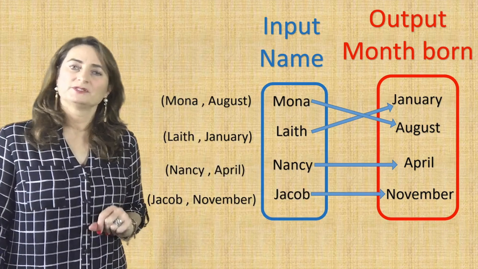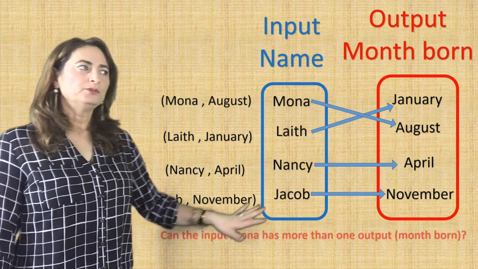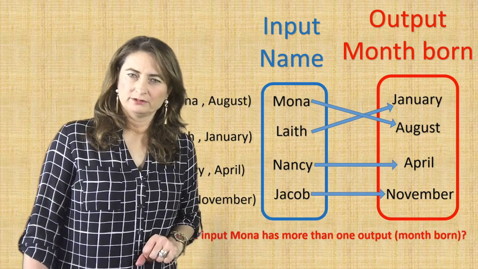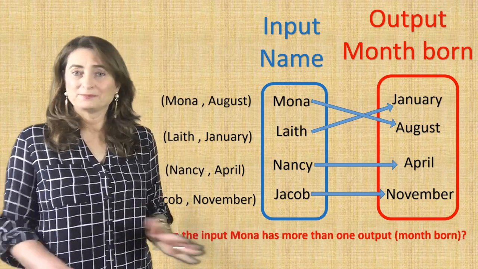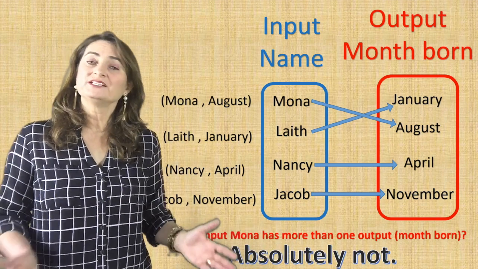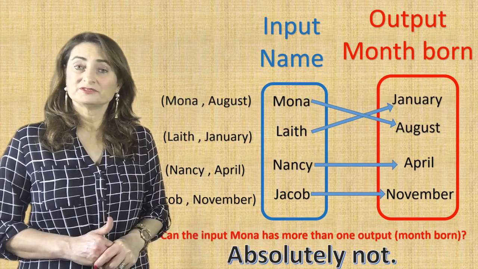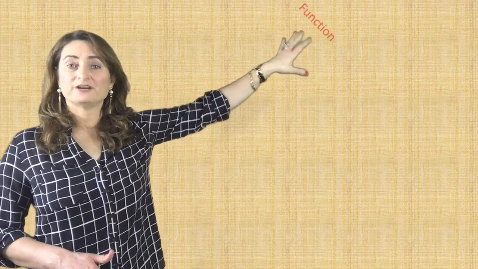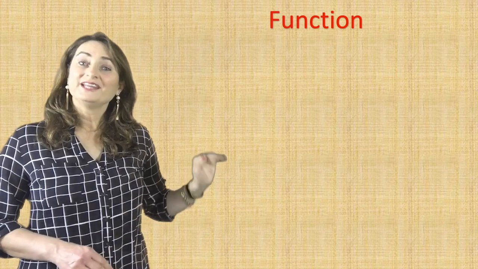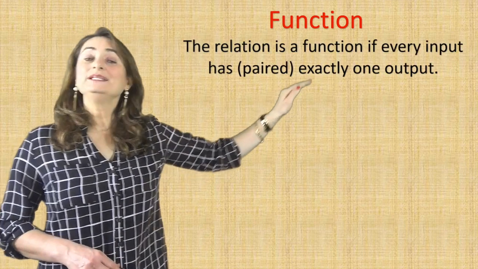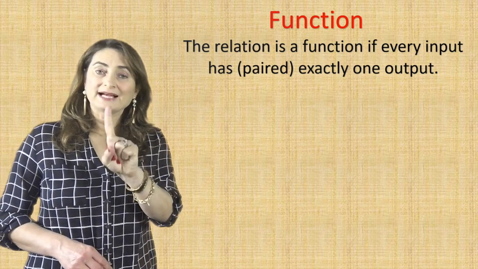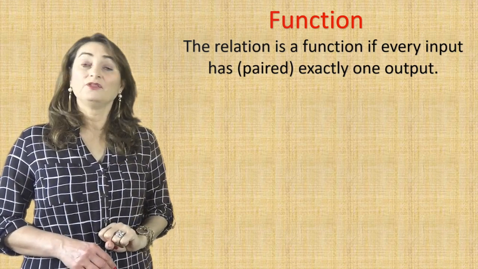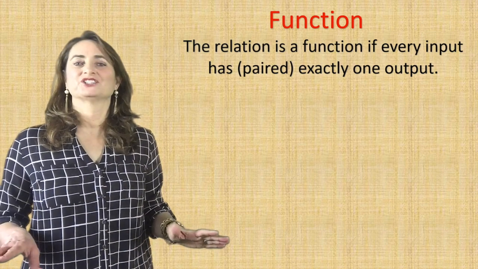Now let me ask you this question. Can the input Mona have more than one output? Which means, can she be born in more than one month? Absolutely not. Which takes us to the next concept of today's lesson called a function. A relation is a function only if every input is paired with exactly one output. Otherwise, that relation is not a function.